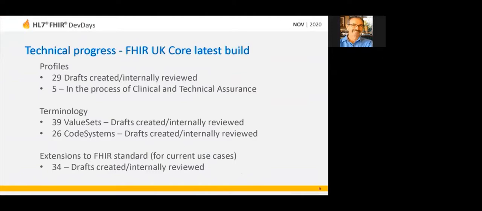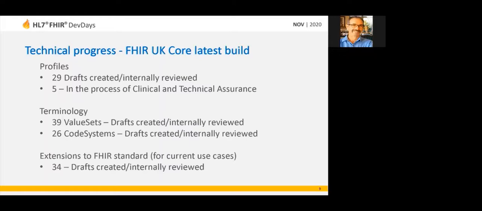Progress. So we have engaged in creating a UK core, and at the latest build we had 29 draft profiles which have been created, and 5 of these are in the process of clinical and technical assurance. This clinical and technical assurance process involves a group of technical and clinical SMEs reviewing, agreeing that the assets are fit for purpose and match the use cases we need them for.